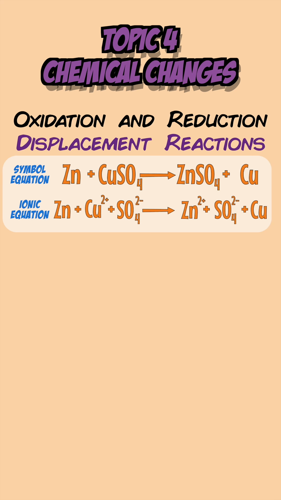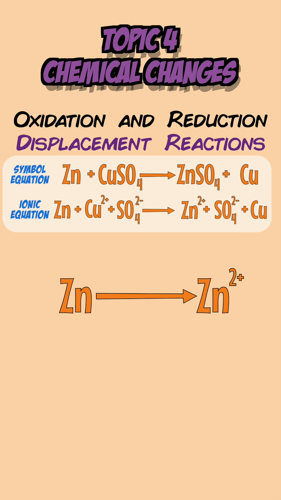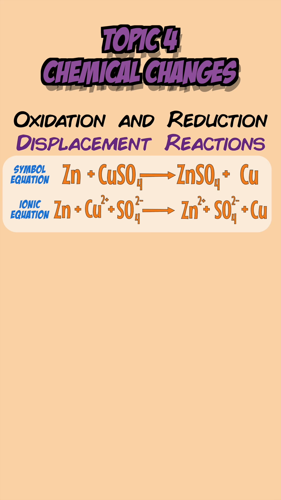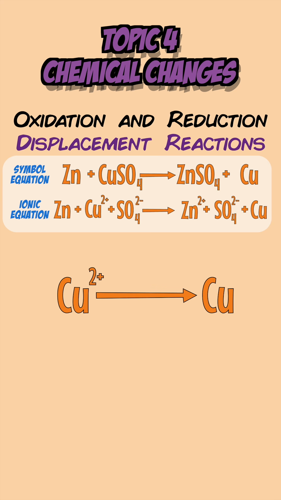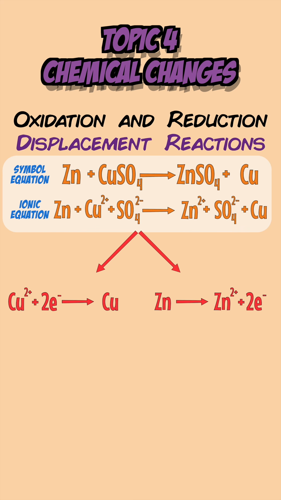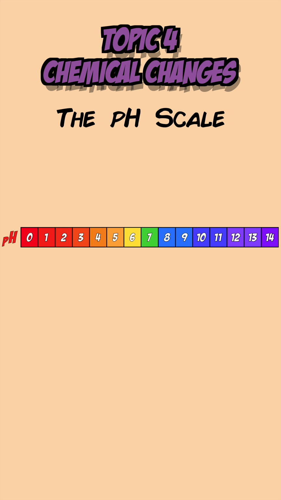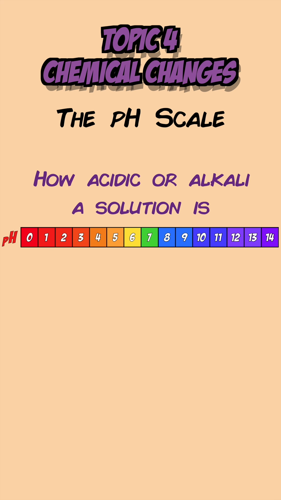In this particular example, zinc is going from Zn to Zn2+, which means it's losing electrons, and this tells us that zinc is being oxidized. On the other hand, copper is going from Cu2+ to Cu, which means it's gaining electrons, and this tells us that copper is being reduced. Both of these can be represented as half equations which show the movement of electrons, one for reduction and one for oxidation.